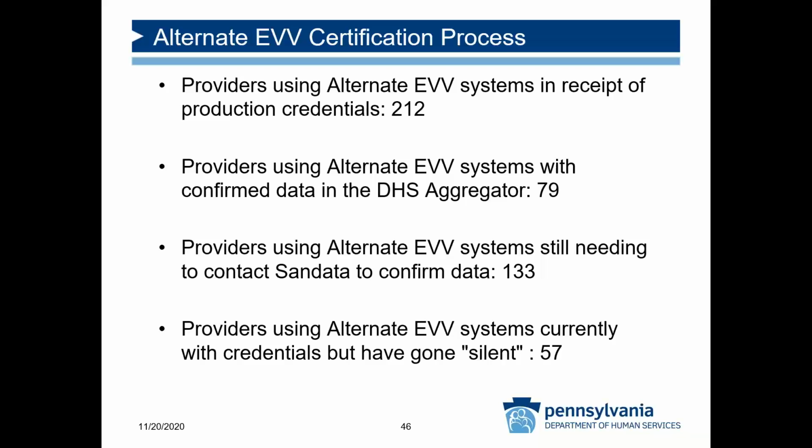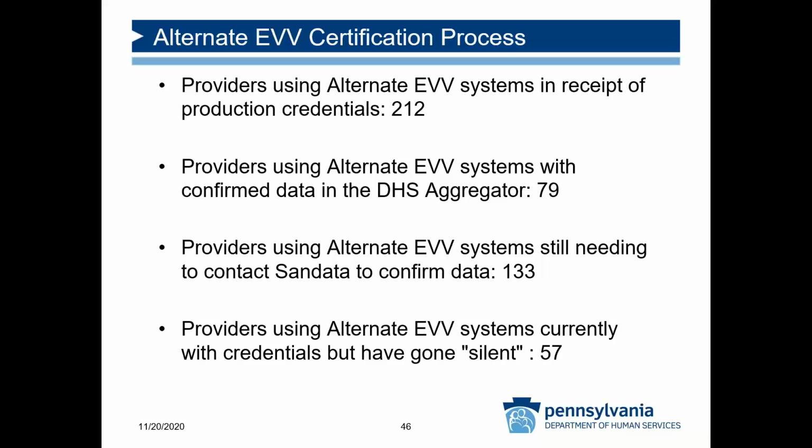Thank you, Ellie. So we'll provide a few additional updates for those that are using alternate EVV systems, and then we'll move into a few new FAQs we received since the last meeting. So for the alternate EVV certification process to date, we have had 212 providers in receipt of their production credentials. Of those 212, 79 have confirmed data in the DHS aggregator.